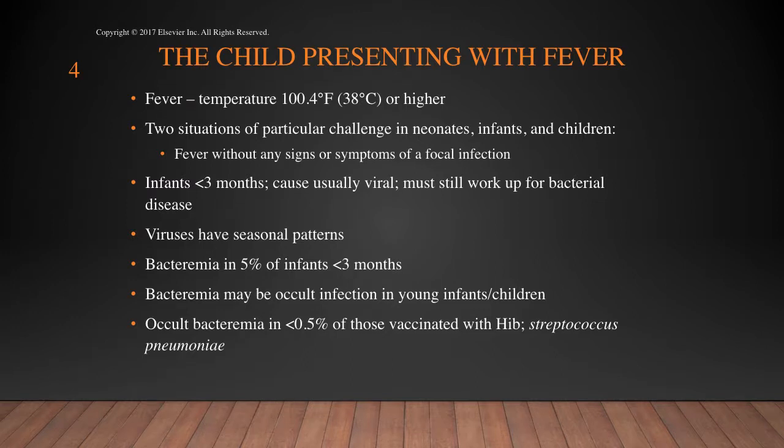It's important for us to remember that viruses do have seasonal patterns, and that the prevalence of bacteremia in infants less than 3 months old is only 5%. It has come down since we started administering the Hib and the pneumococcal vaccines, which used to be the prime pathogens in pediatric bacteremia. But there are still other infectious organisms that can lead to bacteremia.